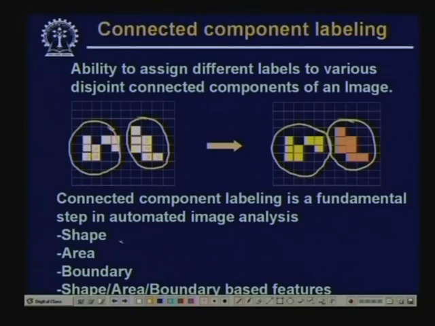As we have already said, we can find out the shape of that region, the area of that object, the boundary of this object, and also different other shape, area or boundary based features. So, now let us see what should be the algorithm for connected component labeling.